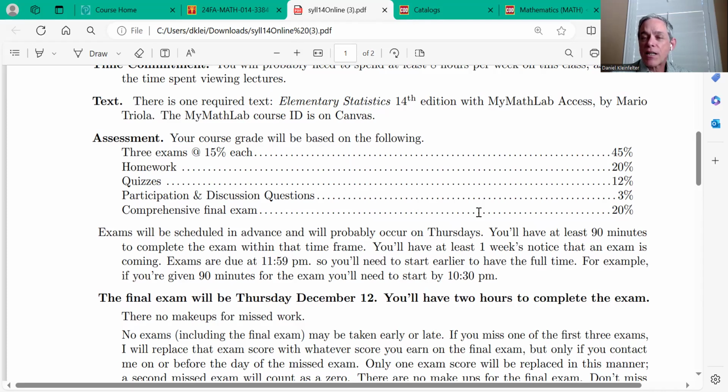And then discussion questions, I may post questions into Canvas for us to answer, and then you reply to those. And like I said, it's fairly easy to earn that 3%.